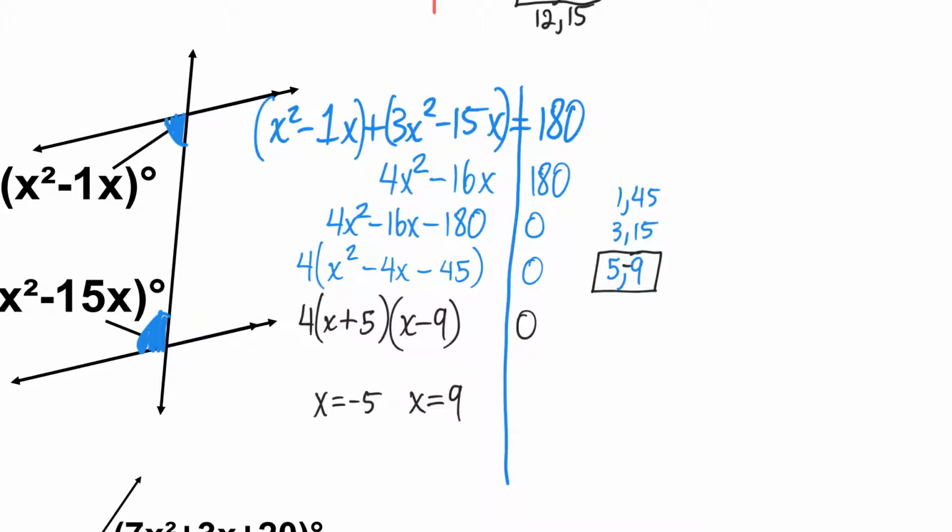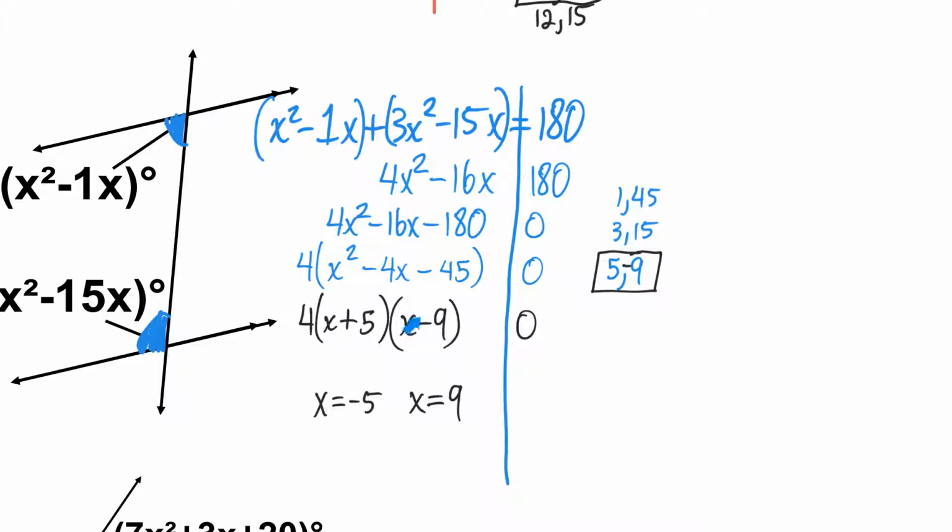Again, think about it like this. If I take negative 5 and plug it in here, what's negative 5 plus 5? 0. Negative 5 plus 5 is 0. What's 4 times 0? 0. And 0 times whatever that is, what? 0. See, that's what makes this equation right here true.